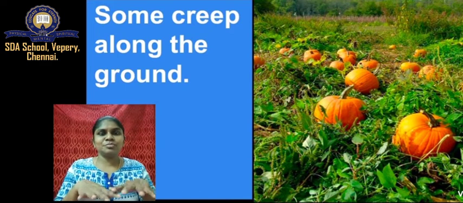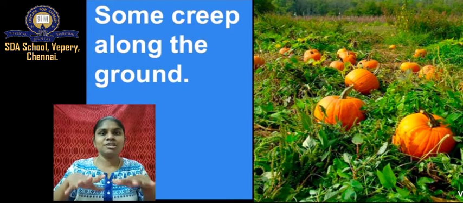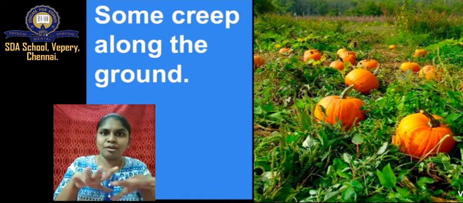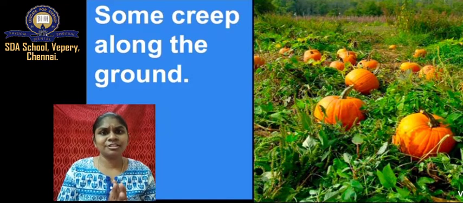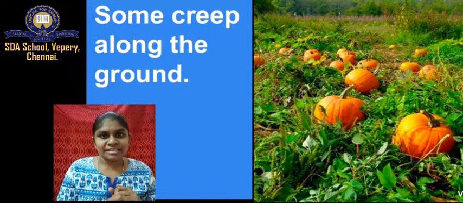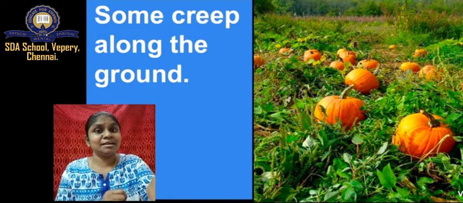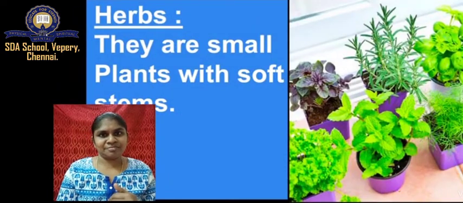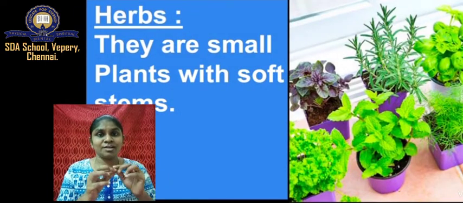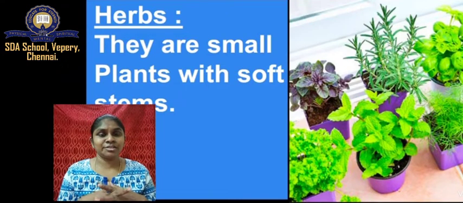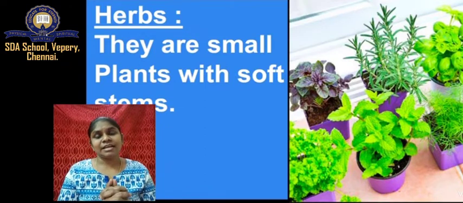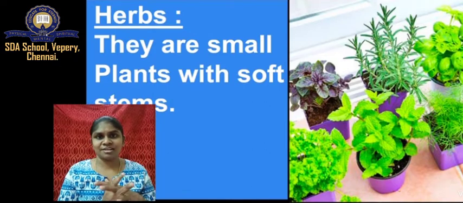So creepers means the plant, the stems, all those things creep along the ground. It will lay on the ground. That are called creepers. So these are all the things we learned. We missed one. What is it? Yes, it is herb. We forgot, right? Herbs are small plants with soft stems. I have told you examples, mint, tulsi and all. These are herbs, and herbs usually have different color flowers also.